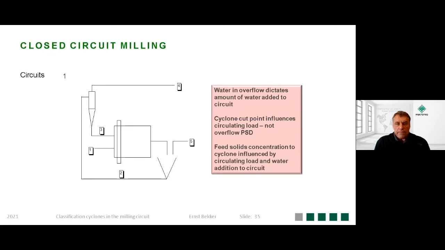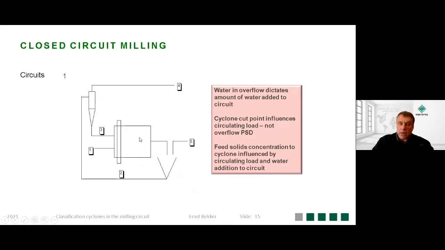The amount of water that you can add into this circuit is dictated by whatever overflow density is required for the next process downstream. So although sometimes we say add water to help the cyclone with its feed density, to make the feed density lower, in a closed circuit mill, it's not that simple. Whatever water you add reflects in the overflow, and that is one of the problems: if you've got very high overflow densities, it means by default your cyclone is already having a difficult separation because you cannot add a lot of water. The cyclone cut point influences circulating load and not the overflow size distribution.